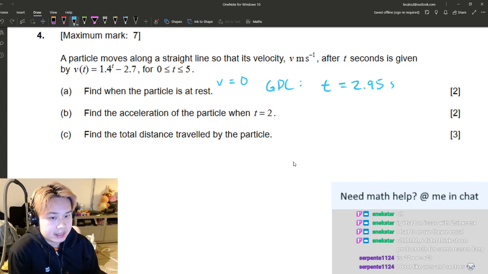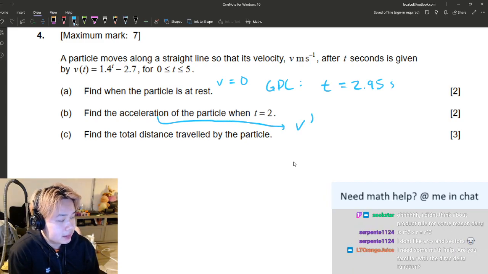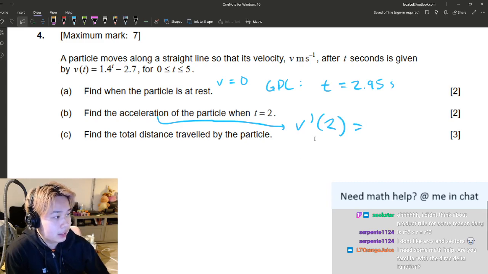Okay, next up we want to find the acceleration. And to find the acceleration, that's the derivative. So we can just put this into a calculator.